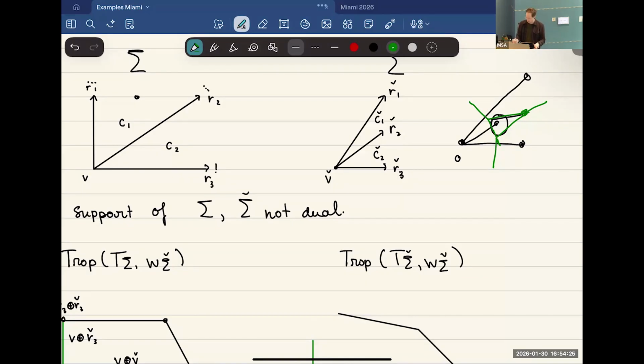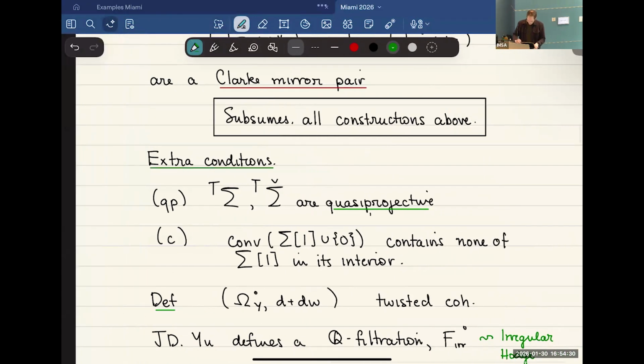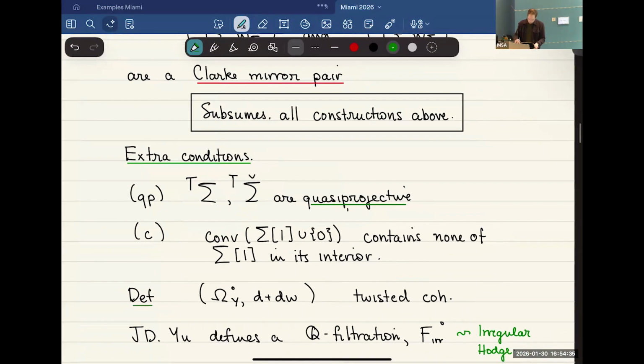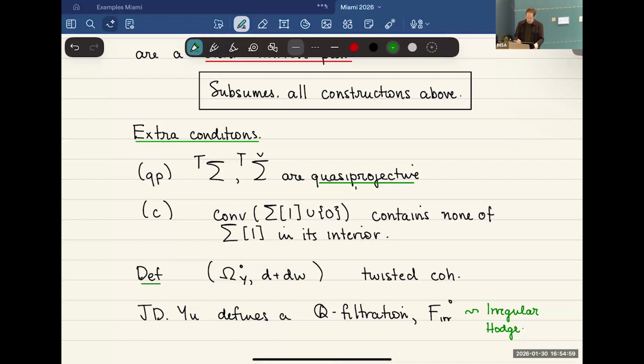All right. I assume these conditions, and then I ask myself, what would a topological version of a mirror test mean in this particular case? The answer to this question comes from work of Jingda Yu, and subsequent work of Eno, Saba, and Yu. You look at the twisted cohomology of this Landau-Ginzburg model.